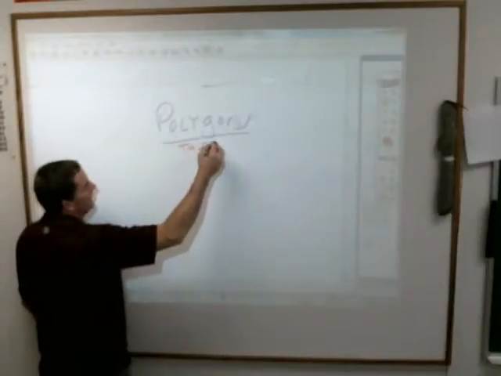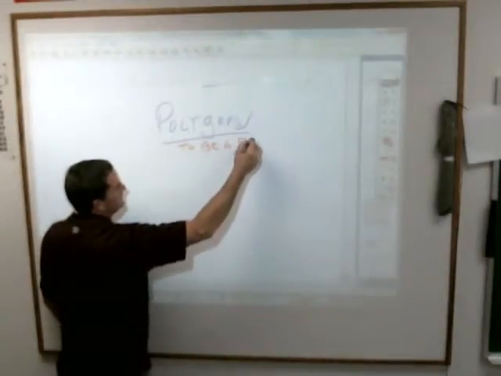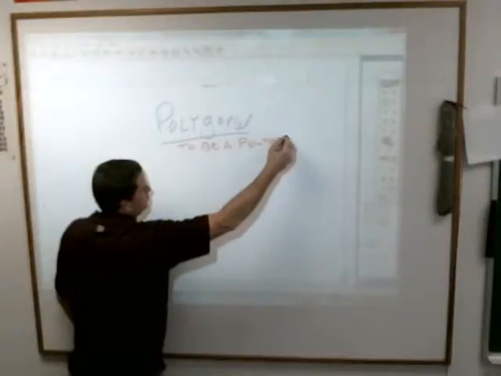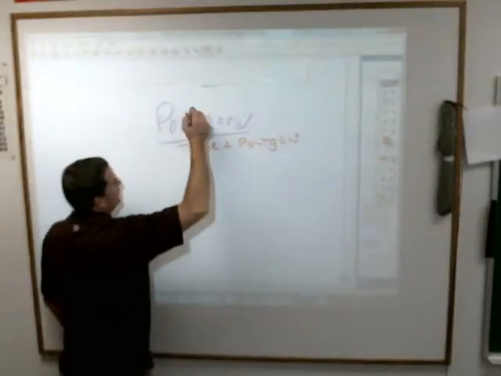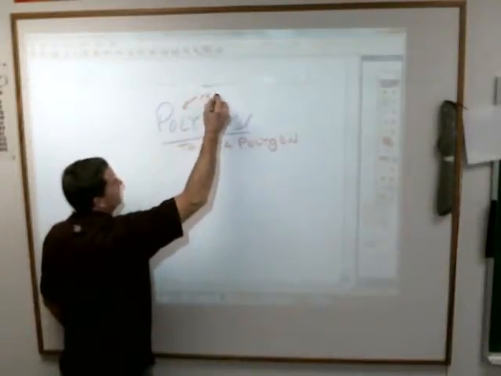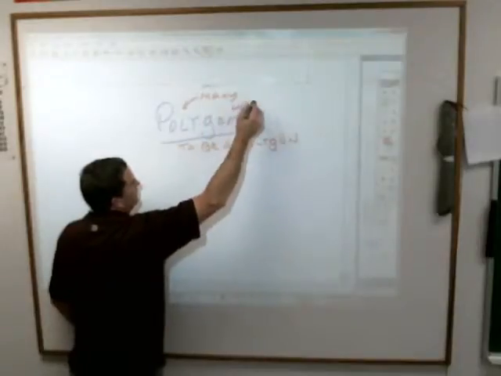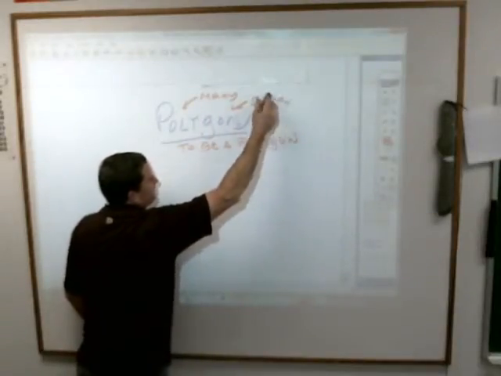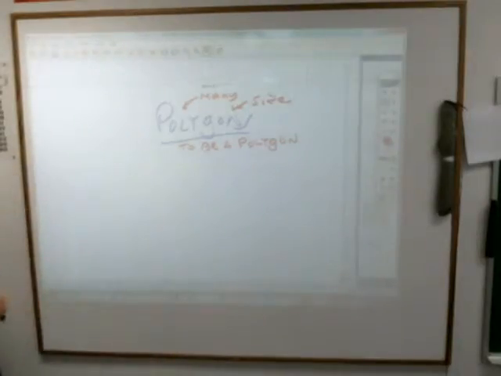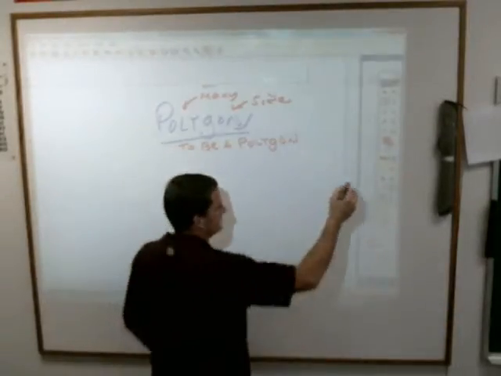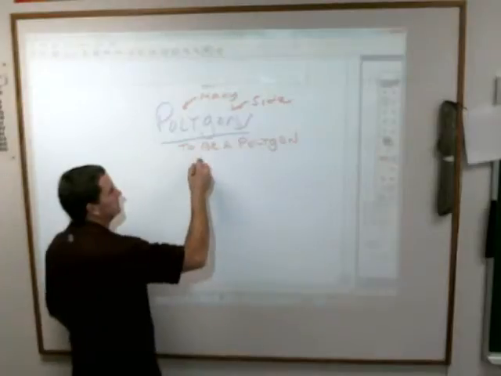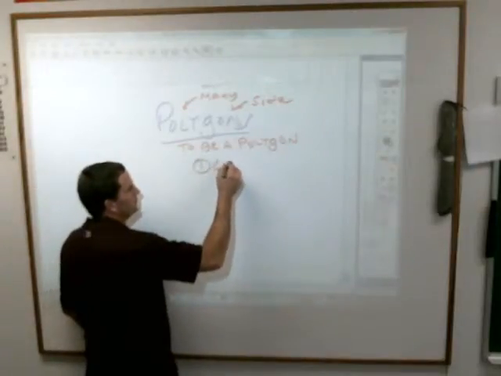To be a polygon, two things have to be true. By the way, poly kind of means many, I think, and gon means sides. But two things have to be true. One of them is that it has to be closed. Yes, it needs to be closed.